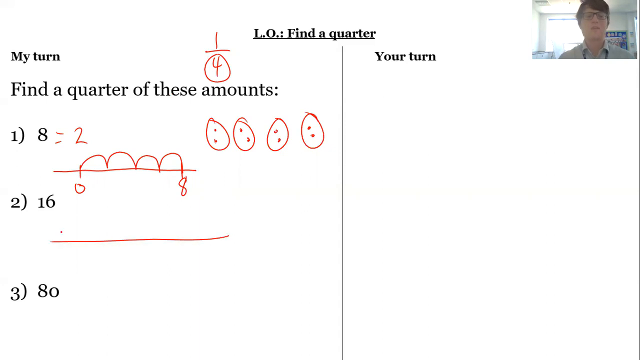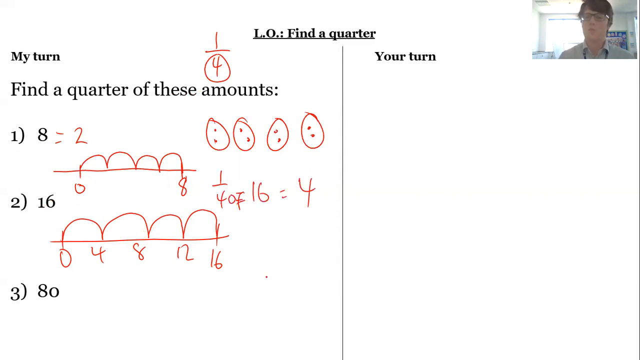If we do that method for 16, well, we're going to count in 4s this time because we're finding a quarter. So I'm going to go 4, 8, 12, 16. Count in 4s, so there's 1, 2, 3, 4 groups of 4 in 16. So 1/4 of 16 is 4. We would have found the same if we'd done the plates method.